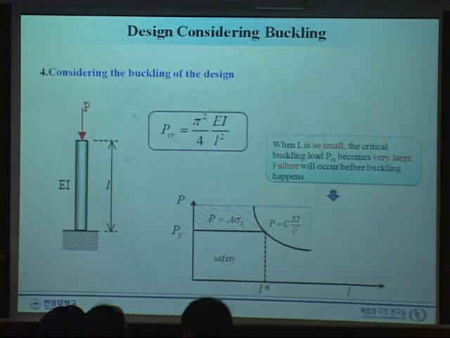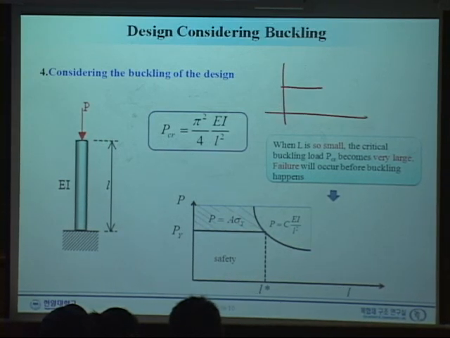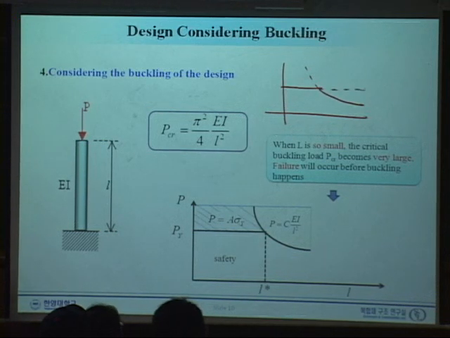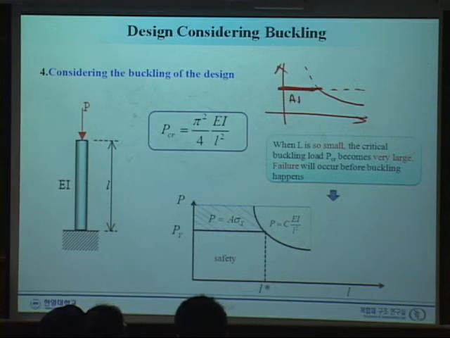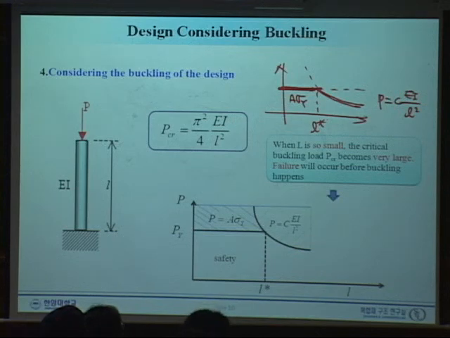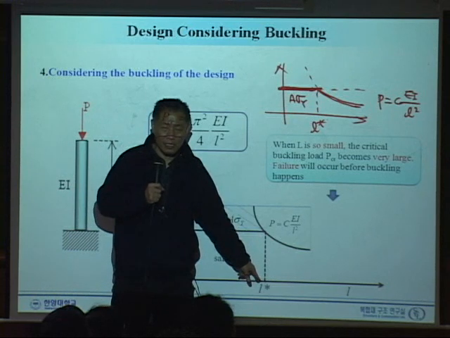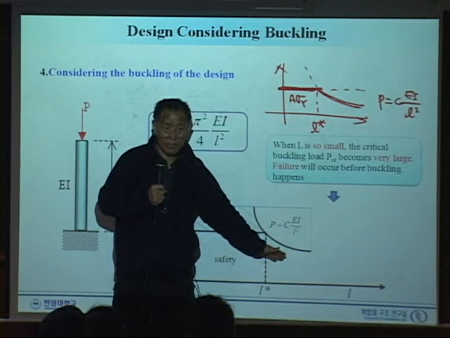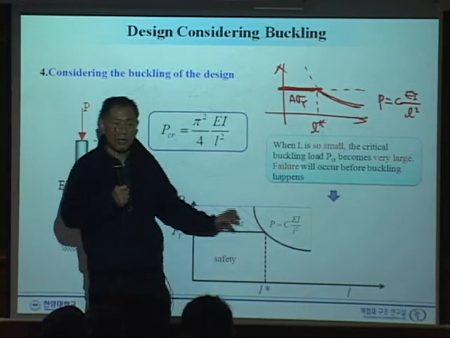So actually, this figure is a little confusing. And I should say simply this and that, something like that, okay? And where does this line come from? This line comes from A times sigma yield, right? And this other equation simply comes from P equal C times EI over L square. And as you can see here, I will call L star some length. If the length is longer than this, then buckling failure. If L is shorter than this L star, then material failure.